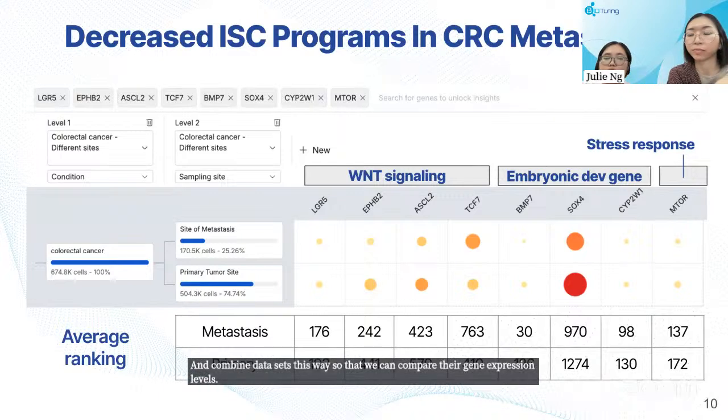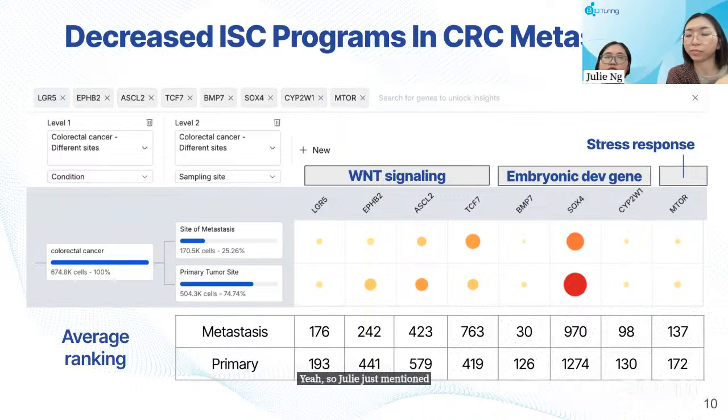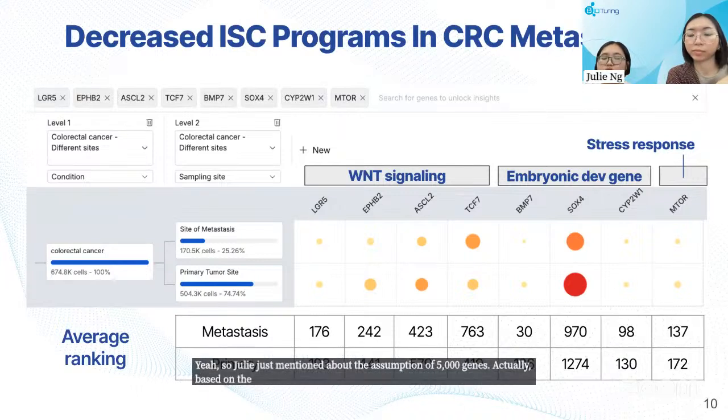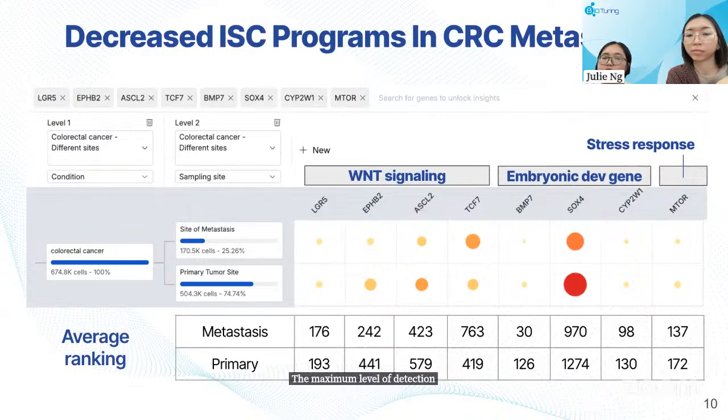Yeah, so Julie just mentioned the assumption of 5,000 genes. Actually, based on the current technologies in single-cell RNA-seq data, the maximum level of detection is about 5,000 genes per cell. But in general, our cells will usually express around 1,000 to 2,000 genes with today's technologies. Okay, that's about the decreased ISC program in the metastasis.